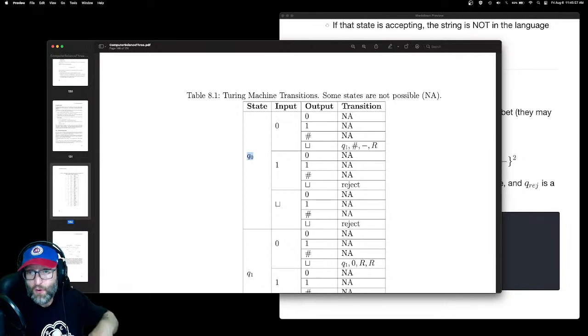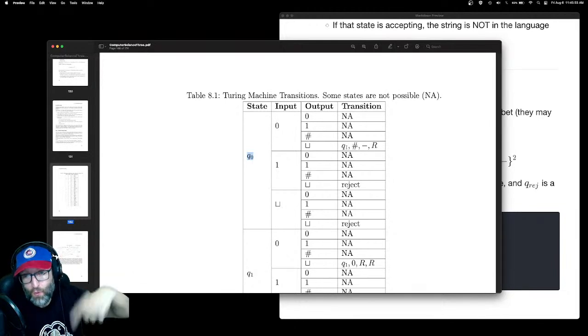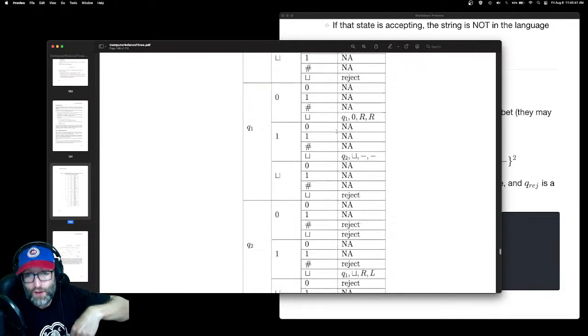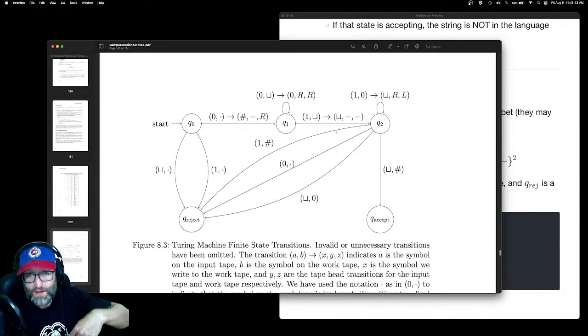If I start out at the initial state, the input is 0, and I've not yet written anything, then what I'm going to do is move my input tape head right, write a hash, I guess in this case, instead of a 0 to the output tape, and then transition over to Q1. Right? That's basically it. We start at this transition, and then we would transition over here.